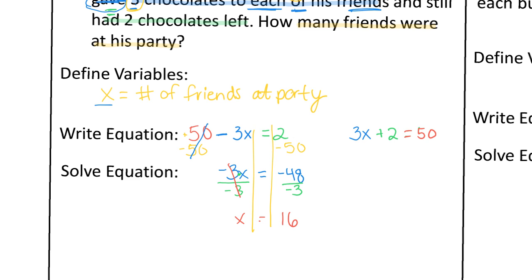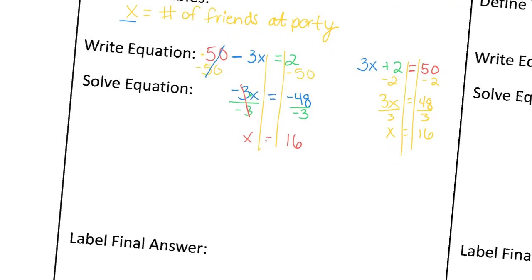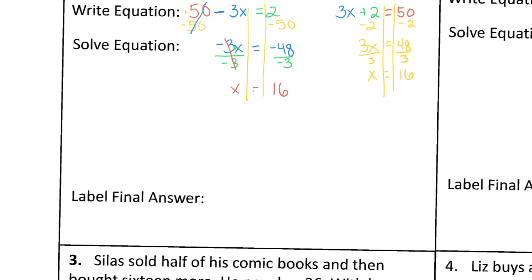X equals 16. Now, if you did the other equation, you're going to get the same answer, right? So we subtract 2. So you would get 3x equals 48. X equals 16. Right? So either way, you get x equals 16. Okay? So let's write our final answer. So remember, what does this x mean? The x stands for the number of friends.